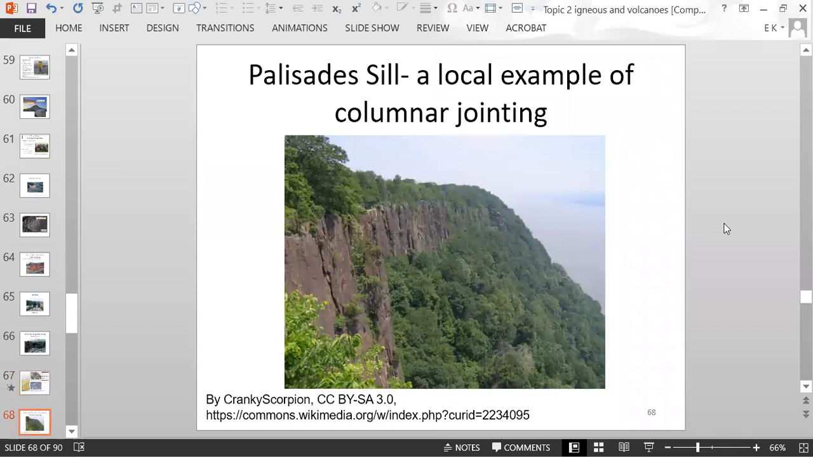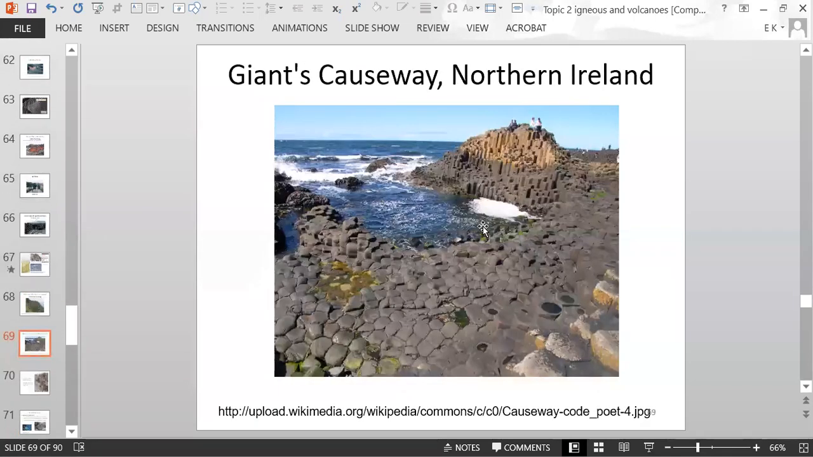So a local example of columnar jointed rock is the Palisades sill. If you were going to drive from New York into New Jersey on the George Washington Bridge, you are facing the Palisades sill and you are able to see the columns. So this is a local example. This is a not so local example in Northern Ireland called the Giant's Causeway, where you could see the hexagons and then you could see the columns here.